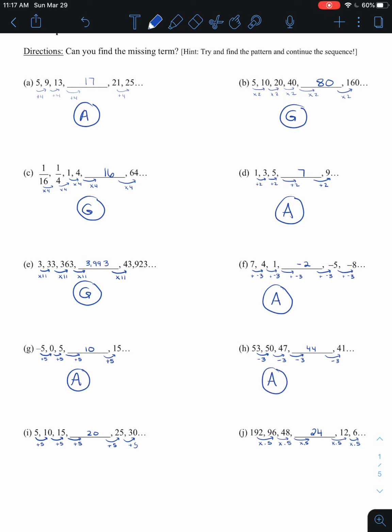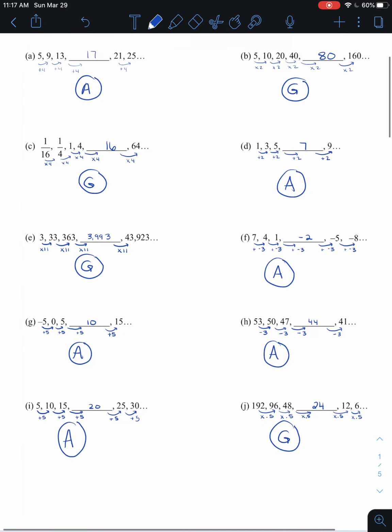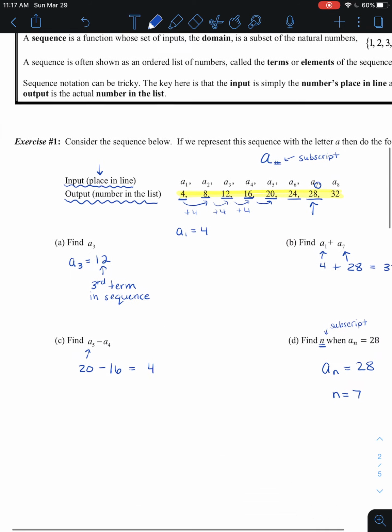Sequence H is arithmetic. We're adding -3. Sequence I is arithmetic. We're adding 5. And sequence J is geometric. We're multiplying by 0.5 or 1/2 or dividing by 2. So if you remember, going back, there was not a pattern in the warm-up that wasn't formed through addition or multiplying. So every single pattern here would have been arithmetic or geometric.